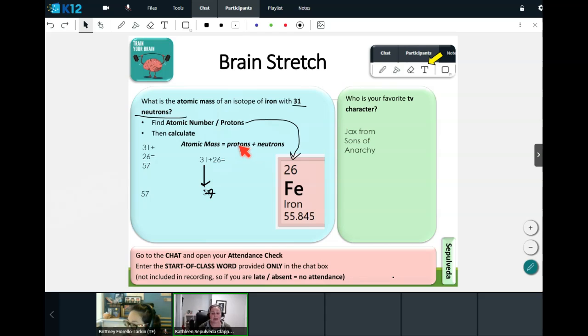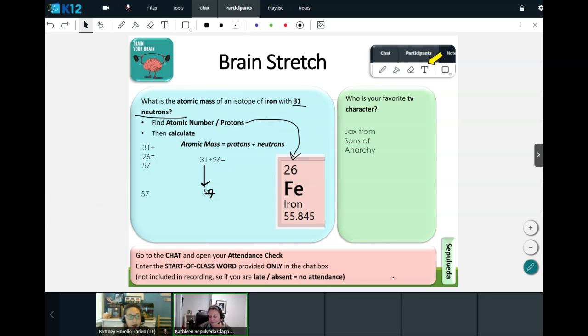Then we need to calculate the atomic mass. Again, we're going to take a look at the protons plus the neutrons. We were given the neutrons at 31, and we identified that the protons is 26. So atomic mass is going to equal 26 plus our 31 neutrons. And so what are we going to get with that?